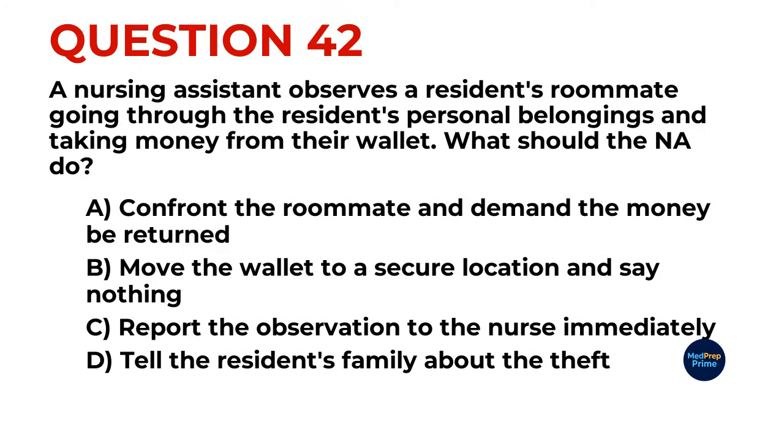A nursing assistant observes a resident's roommate going through the resident's personal belongings and taking money from their wallet. What should the NA do? Option A, confront the roommate and demand the money be returned. Option B, move the wallet to a secure location and say nothing. Option C, report the observation to the nurse immediately. Option D, tell the resident's family about the theft.